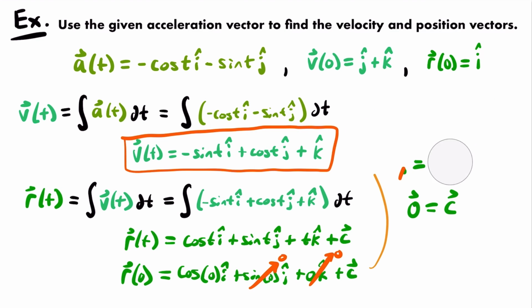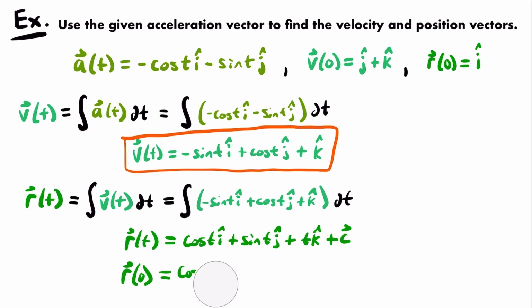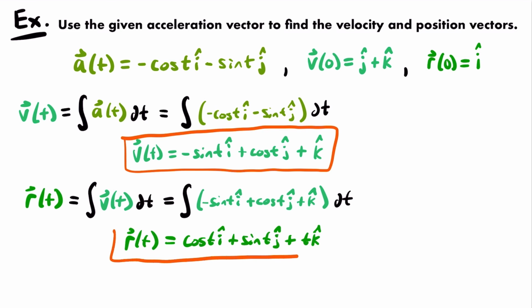All right, so what we found here is that our position vector r of t is equal to cosine t i plus sine t j plus t k plus nothing. We don't even need that plus c. Now we can't assume that when we integrate, we do have to check it using our initial condition, just like we did a moment ago. All right, but that's it. We have now found both the velocity and position vectors given an acceleration vector and some initial conditions.